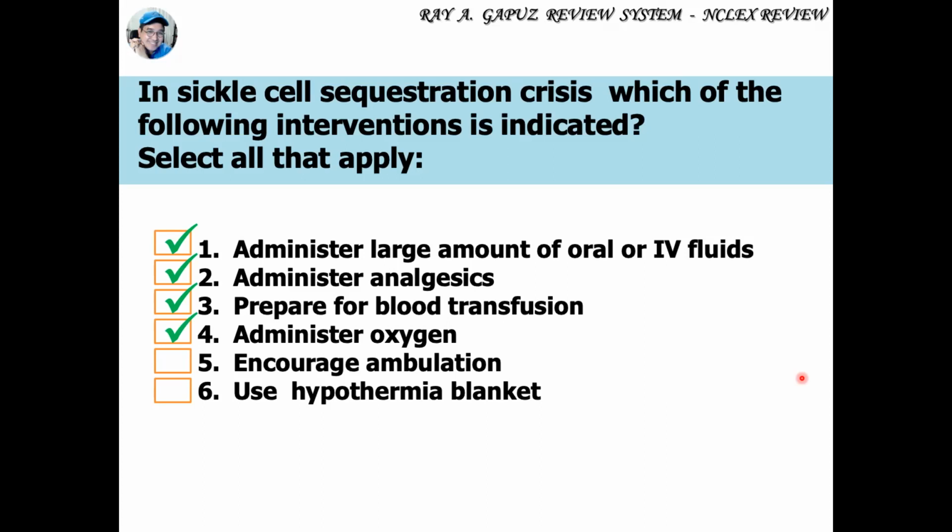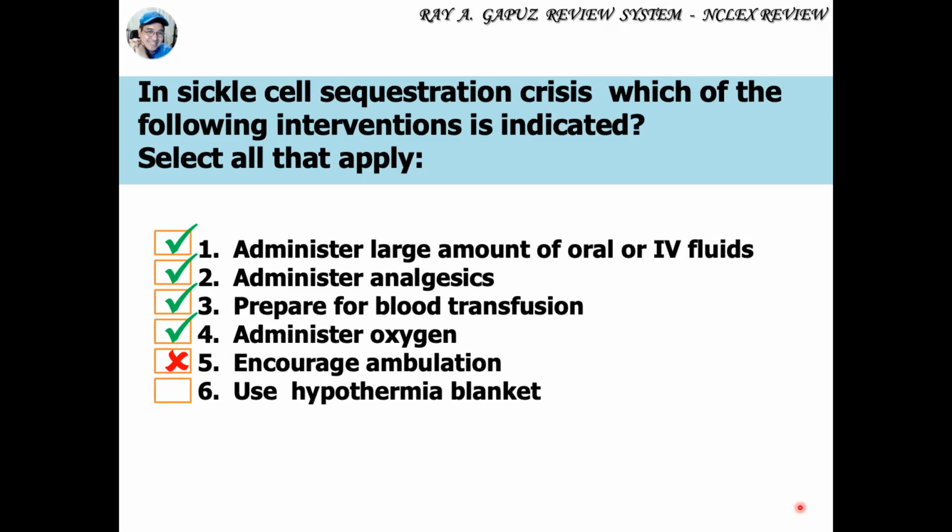Question, if your patient is in a sickle cell sequestration crisis, will there be a problem with their oxygenation? Yes or no? Yes, because remember, sickle cells don't carry oxygen well, so there would be decreased oxygen in their body. If there is decreased oxygen in the body, do we promote ambulation? No. Okay, we do not promote ambulation because that would mean that they need to use oxygen, of course.